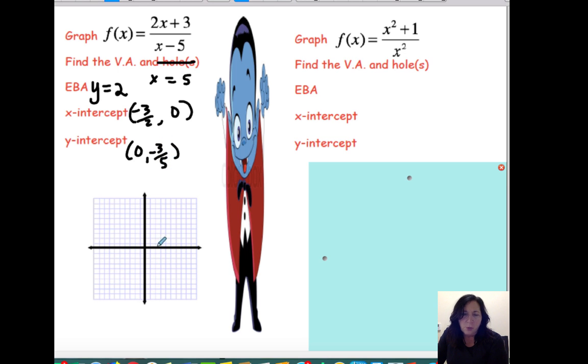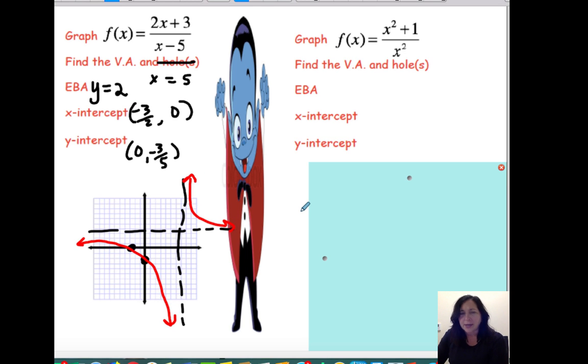So plotting those points at 0, negative 3/5, somewhere down here, negative 1.5, 0 there. Y equals 2 is going to be that way. X equals 5 this way, okay? And it looks to me like my graph is actually going to swing around like this, and at the same time swing around like that, okay?